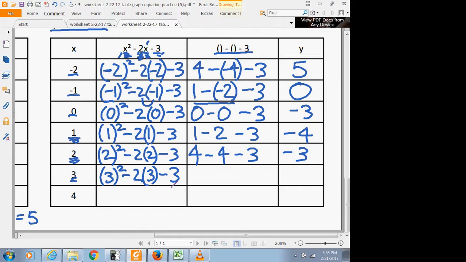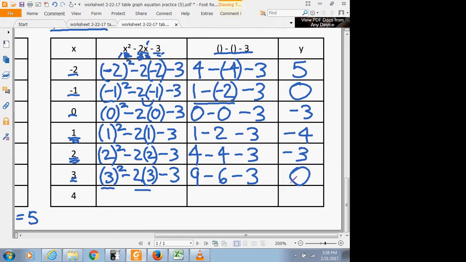And now I do calculating each one. 3 squared, 3 times 3, 3 times 3 is 9. 2 times 3 is 6. I subtract 6, and then I subtract 3. 9 minus 6, 3. 3 minus 3, 0.